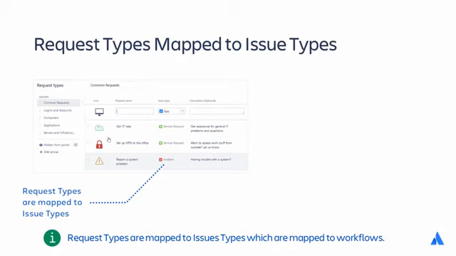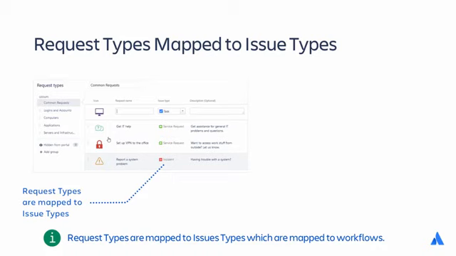Next, we need to understand the mapping of request types to issue types to workflow scheme in a Service Desk project. Jira Service Desk provides a set of default request types configured for each project template. You can configure the default request types or add new ones as needed. Each request type in a Service Desk is based on a Jira issue type. Note that a single Jira issue type can be the basis for many different request types.